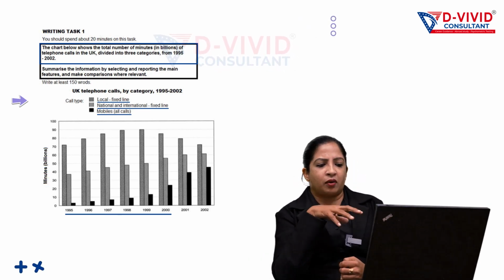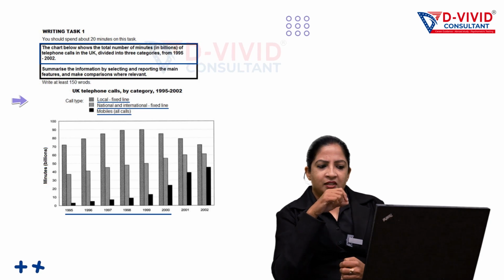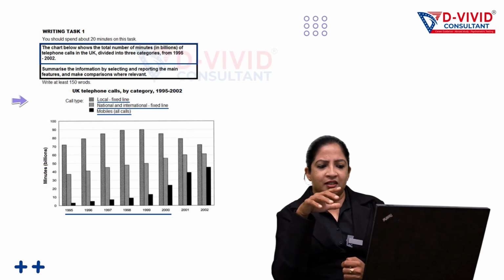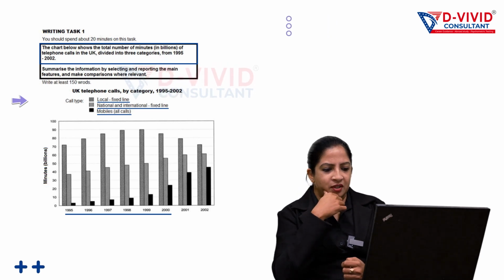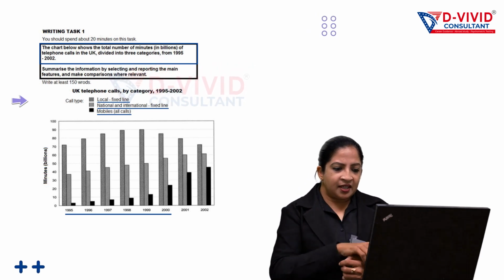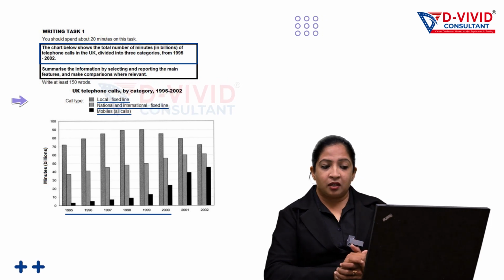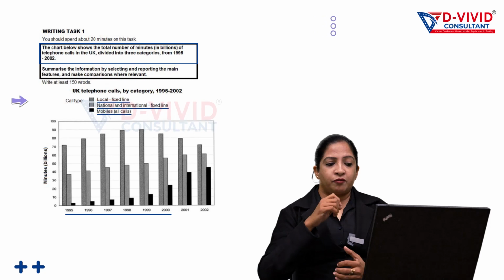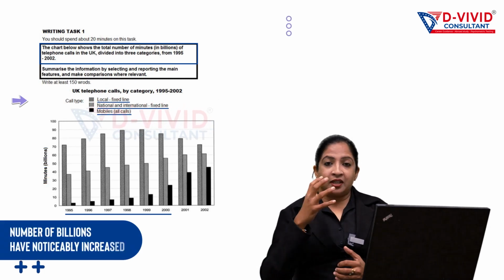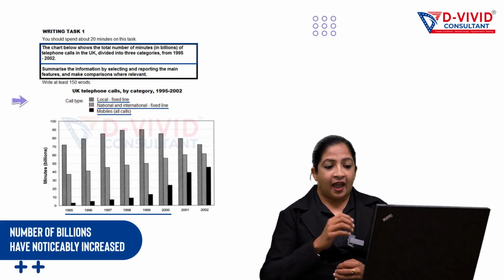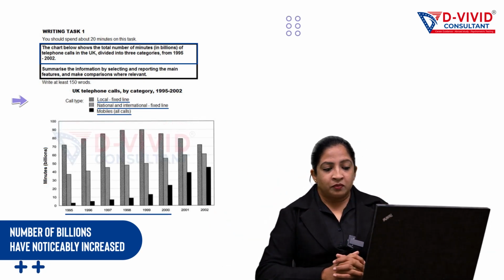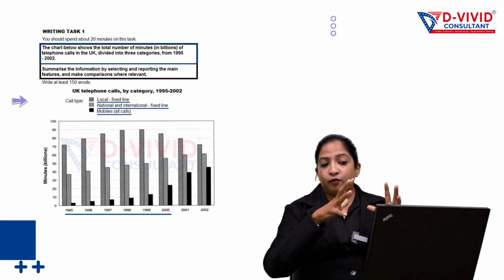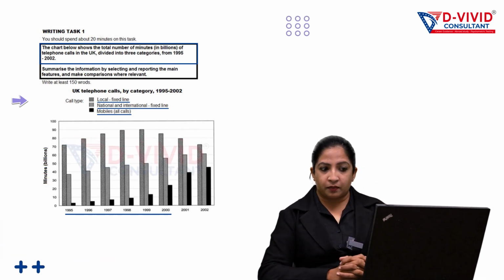But what kind of growth is it? It is a nominal growth, like it is increasing, but with a negligible hike in the percentage. I can say till 1998, but after 1999 the number of billions has noticeably increased. So guys, this is the overall view that I have understood.